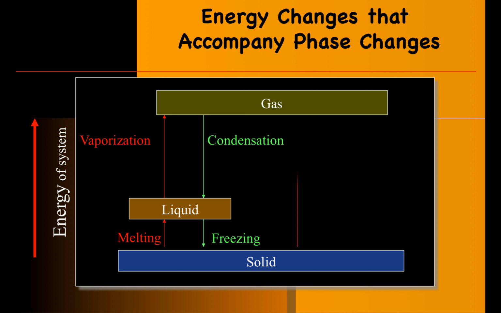Now, a solid can go directly to a gas without going through the liquid phase. This is also an endothermic process. Energy must be absorbed by the solid. This phase change is known as sublimation. When a gas loses energy and becomes a solid, it is referred to as deposition. Deposition is an exothermic process.